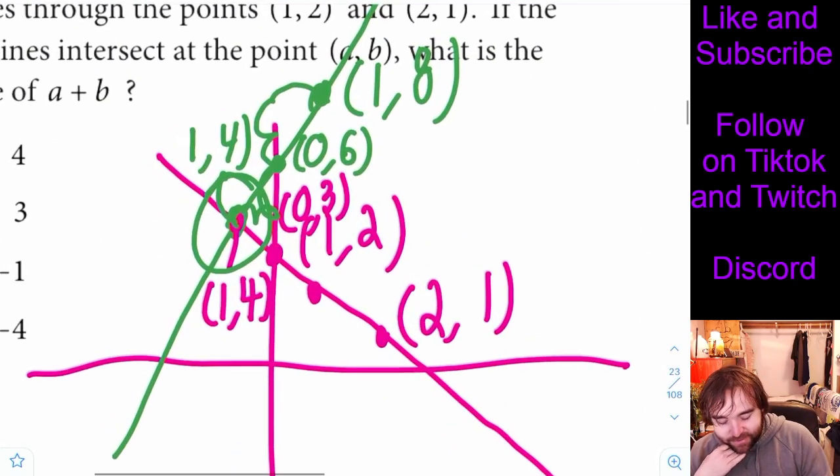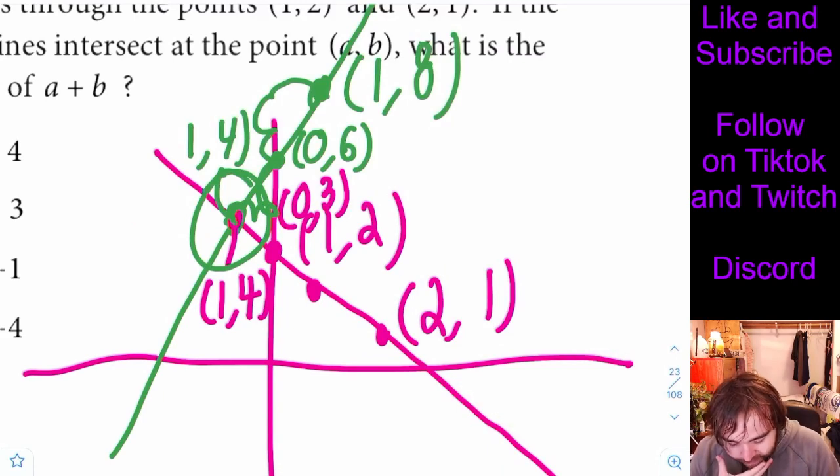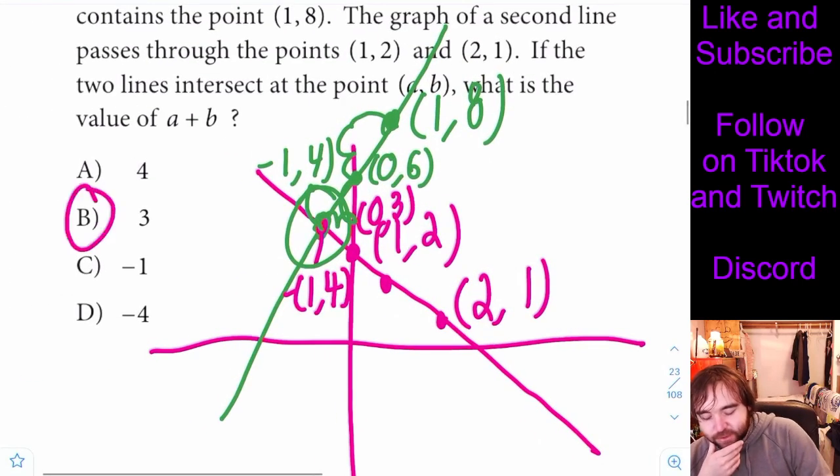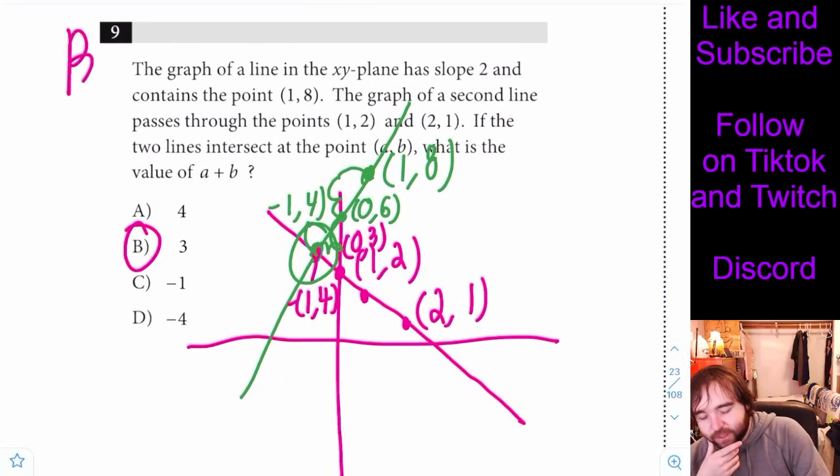Ah, but no, I messed up the signs. Right. It's not 1, 4. It's negative 1, 4. Luckily, they didn't put that as an answer. So then the answer is 3.